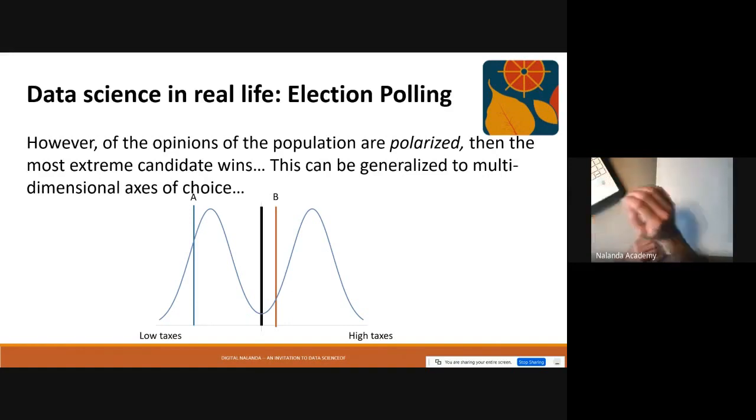This is how democracy can get hijacked. So essentially, first past the post electoral systems can be manipulated, and that's bad. So that's all I wanted to say. We're going to now turn to the problem set.